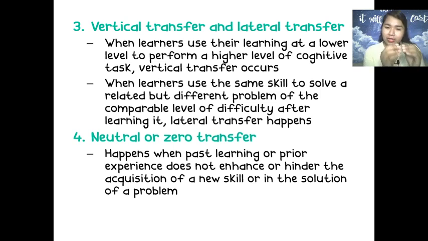Say for example, in elementary, ang alam natin, simple addition. Dito sa lower level. Pagdating ng high school, addition of fundamental operation of polynomials. Diba? Addition of polynomials. Nandun pa rin. Pagdating ng college, sabihin natin, addition ng mga function. Okay? So, nandun pa rin yung addition, nga lang, tumataas yung kanyang level of difficulty. So, that is what you call vertical transfer.